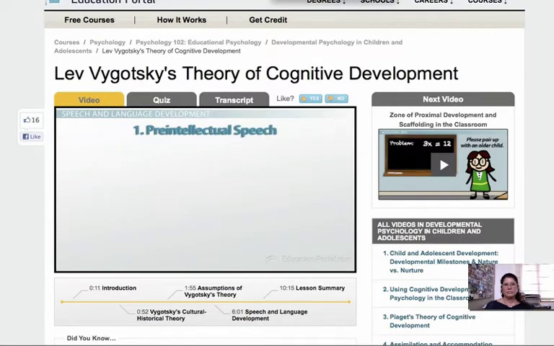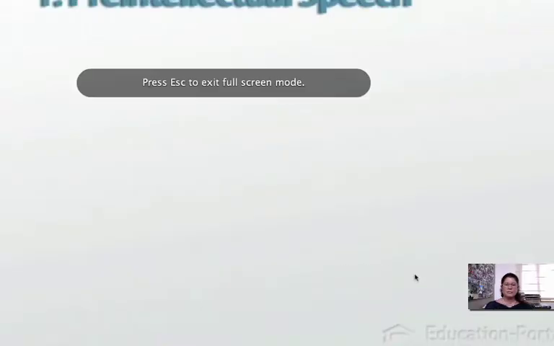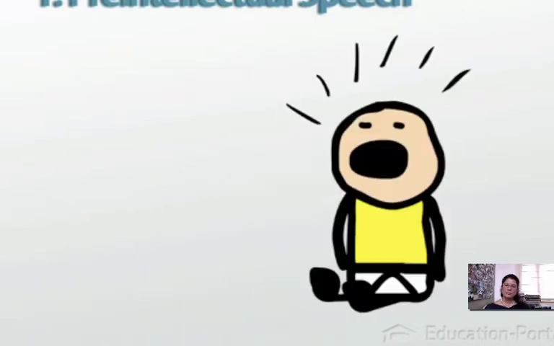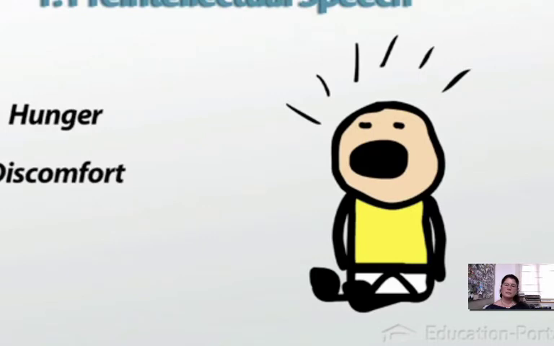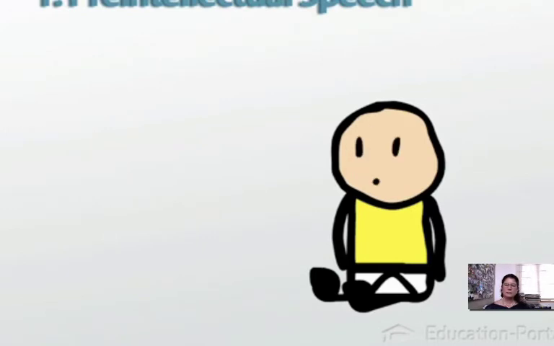The first stage is pre-intellectual speech. This is the first major stage of speech development. This begins with the infant's cry, which expresses, for example, hunger or discomfort. Soon, the infant begins babbling, laughing, and gesturing. These developments function as a means of social contact.